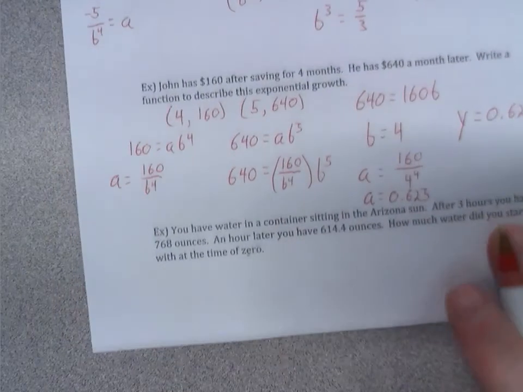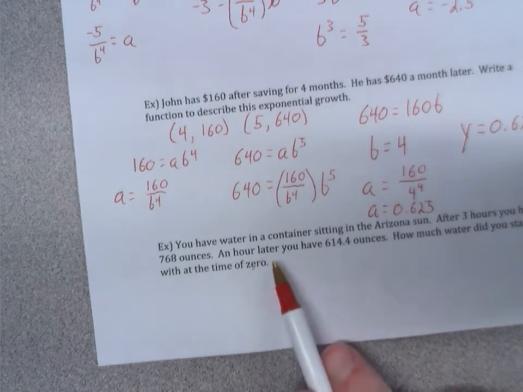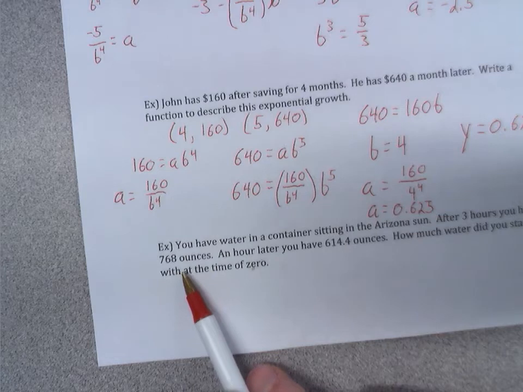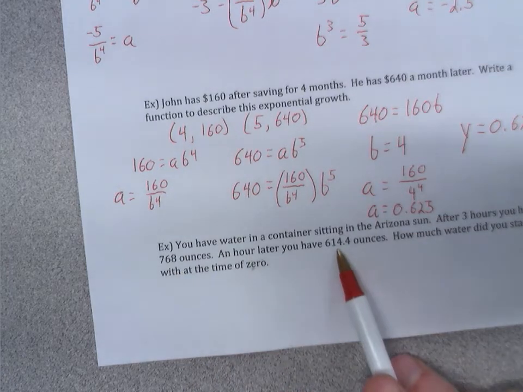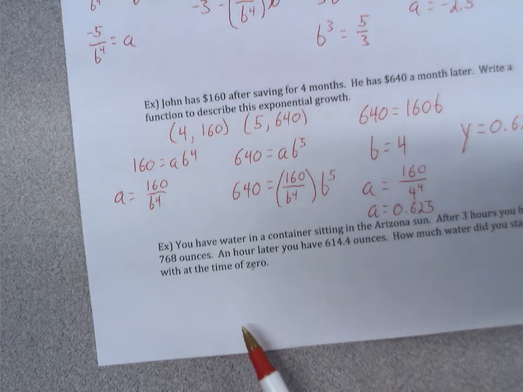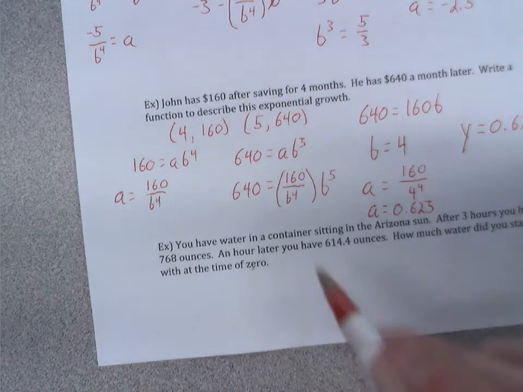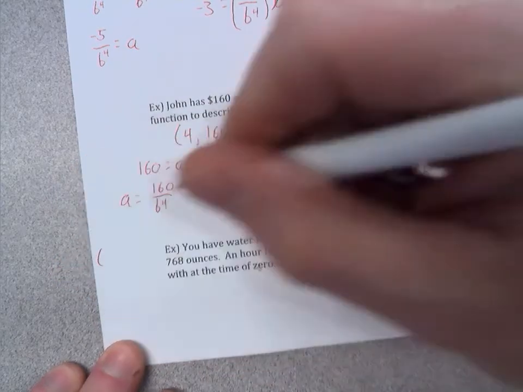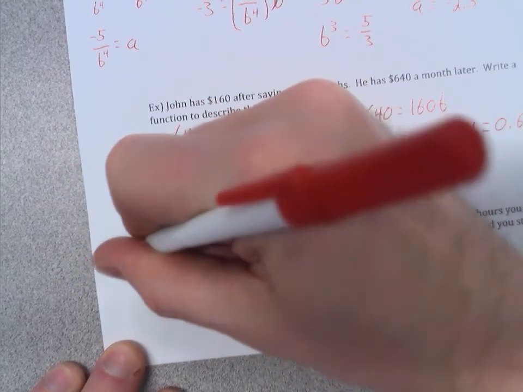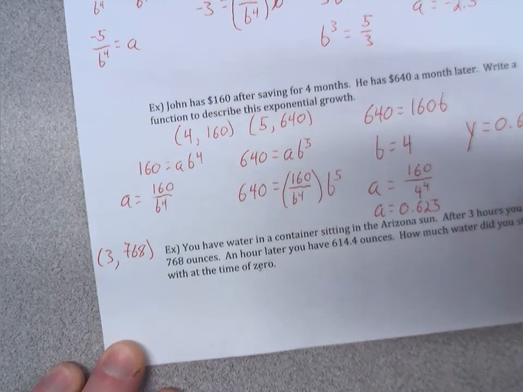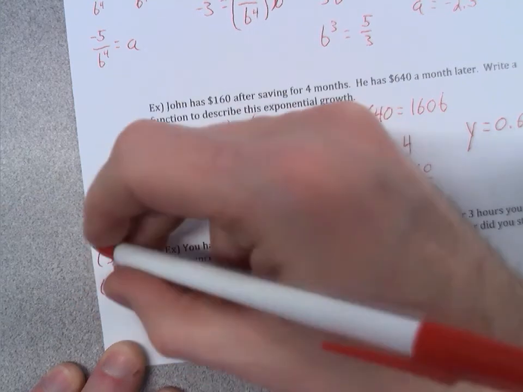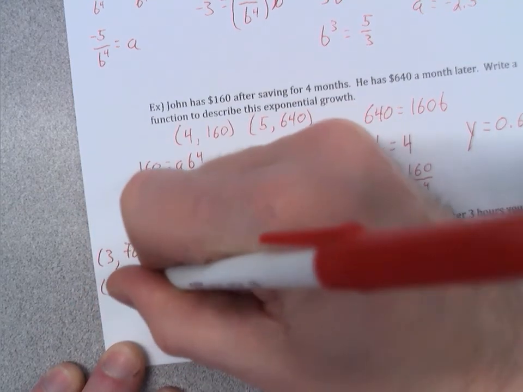Okay? Here's another one. You have water in a container sitting in the Arizona sun. After 3 hours, you have 768 ounces. An hour later, you have 614.4 ounces. How much water did you start with at time 0? Again, we've got a couple of points. So at the 3 hour mark, got 768. And then an hour later, so that's the 4 hour mark, got 614.4.